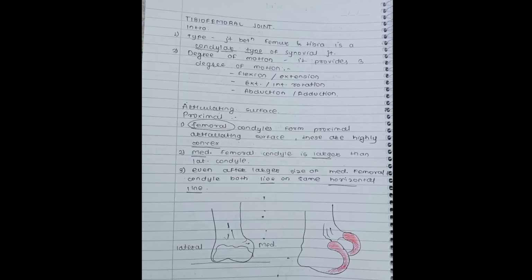Now we will see the tibiofemoral joint. So it is a condylar type of synovial joint and it provides 3 degrees of motion, that is flexion, extension, external and internal rotation, abduction and adduction. Articulating surfaces are proximally the femoral condyle and distally the tibia.